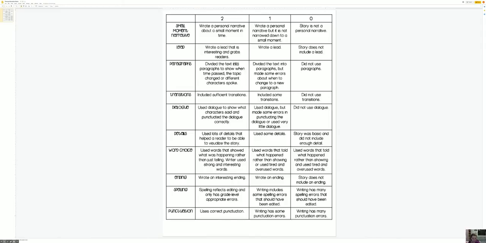Paragraphs. This is something that all of us need a little bit more practice on. If you divided the text into paragraphs to show when time passed, the topic changed, or different characters are speaking. 1 point if you divided the text into paragraphs but made some errors about when to change to a new paragraph. They're kind of cut in weird spots. 0 if you did not use any paragraphs at all.